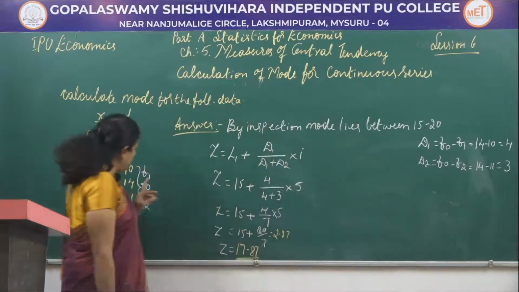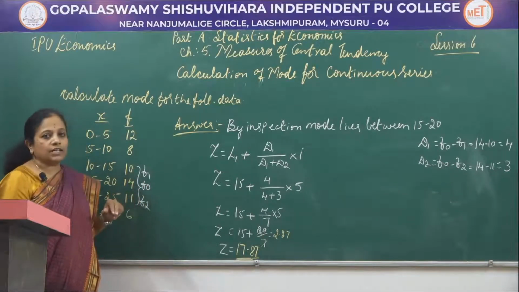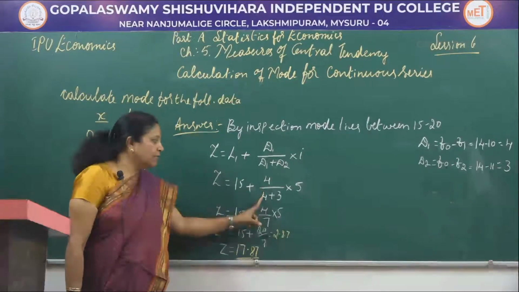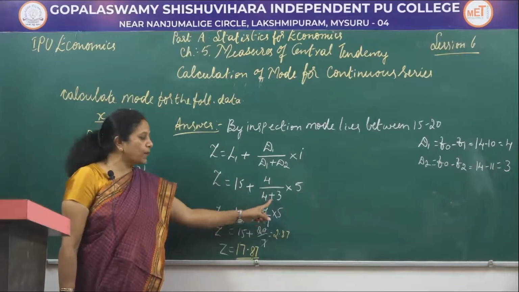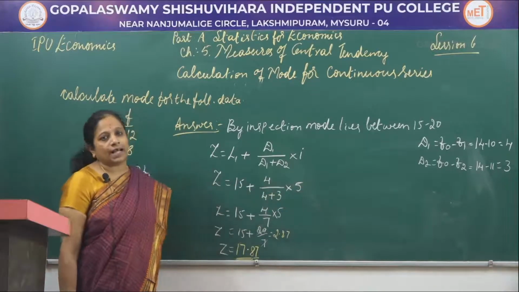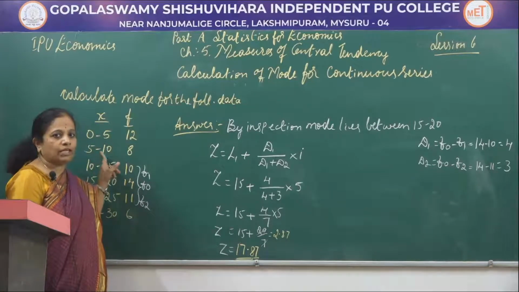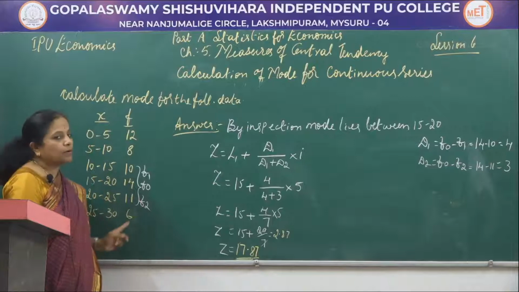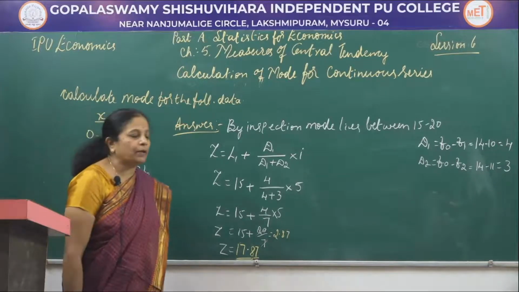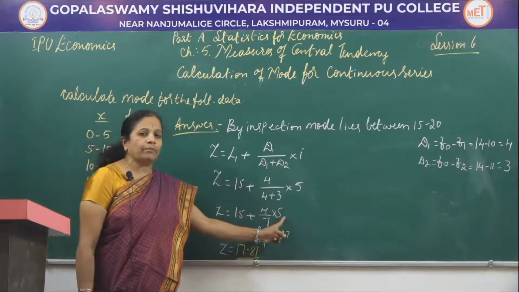So 14 minus 10 is D1, and 14 minus 11 is D2. So 14 minus 10, that is 4, divided by 4 plus 3, that is 14 minus 11, and multiplied by the class gap. The class gap here in this sum is 5, because there is a uniform gap in these classes. So 4 divided by 4 plus 3, that is 7, multiplied by 5.